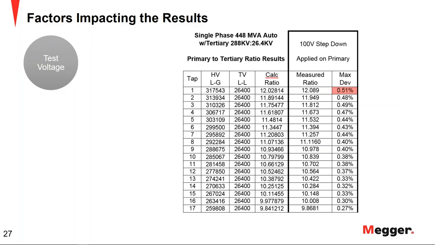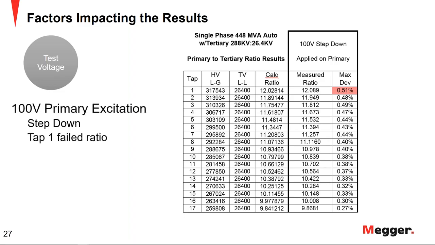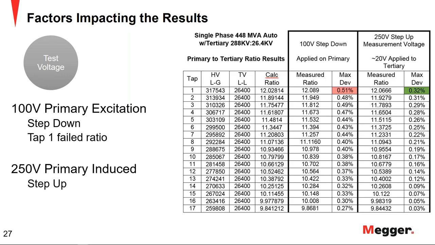This is an example of different test voltages. On this particular transformer, it was tested with 100 volts step down applied on the primary winding. And what happened during commissioning was that the tap 1 failed the ratio. You can see it's at 0.51% highlighted in red. By inducing 250 volts on the primary through the step-up method, the tap 1 passed the ratio, and on average, you see a 0.21% improvement in turns ratio. So not only on that failed tap, but on all of the taps, there was an improvement.